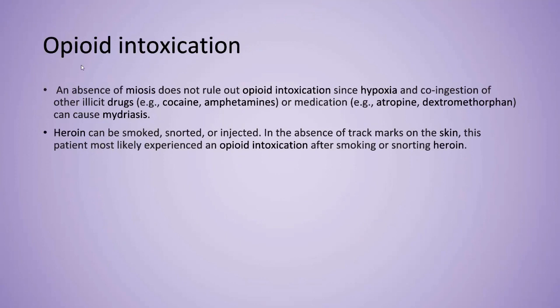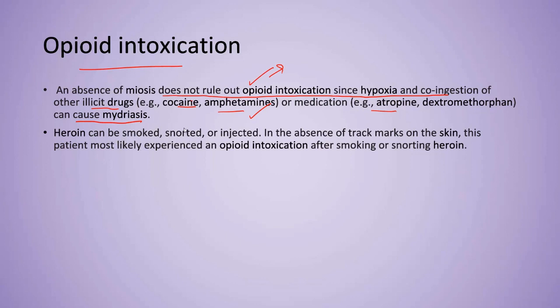Okay, one second. Yeah, this is a slide I want to show. Opioid intoxication: absence of miosis does not rule out opioid intoxication, since hypoxia and co-ingestion of other illicit drugs like cocaine, amphetamines, or medication like atropine, dextromethorphan can cause mydriasis. I hope they never test you like this, but just remember that this is more of a clinical point. I've never seen this tested in a question, but if you have normal pupils, it could be because the person did take opioid, but at the same time took something that's causing mydriasis. So the overall effect is that the eyes are not miotic.